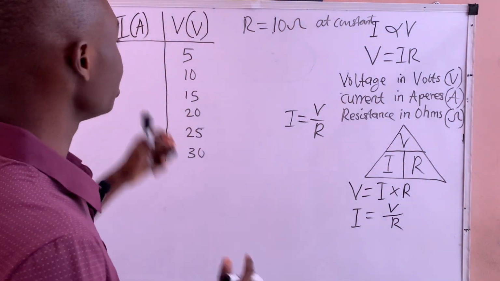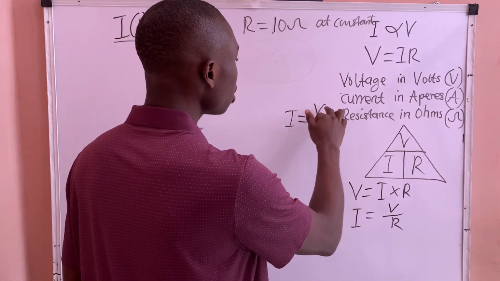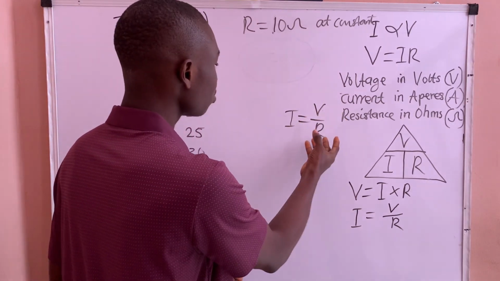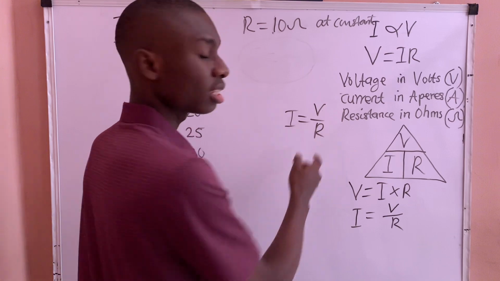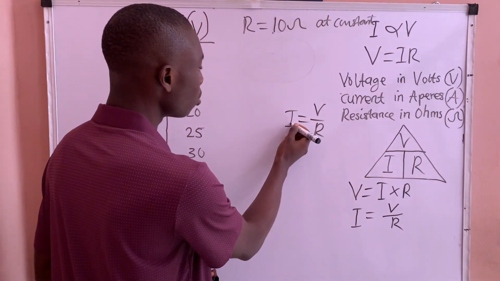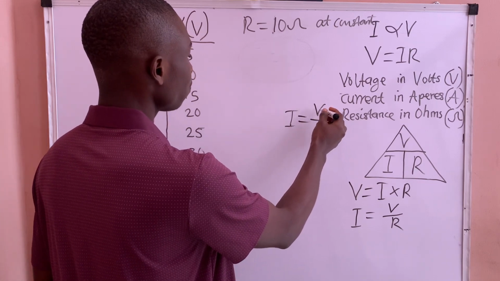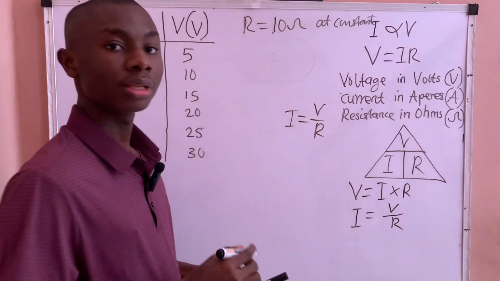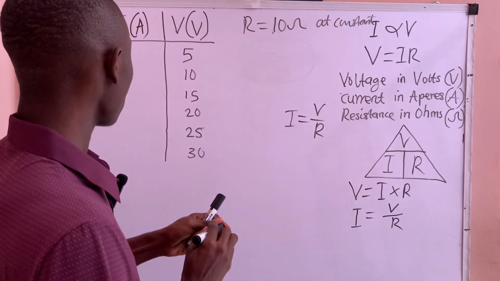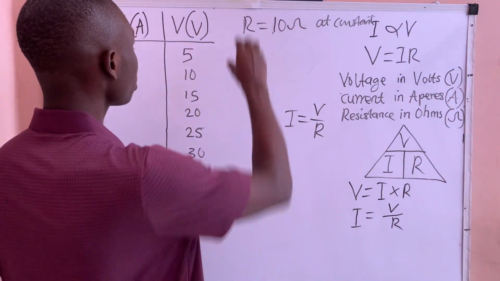How will current behave? Remember, I said if I double the value of voltage, inasmuch as resistance is kept constant, then what will happen to current? Current as well will be doubled. If I should triple voltage, current as well will be tripled. So that is what I want to explain here using what? Calculations. Okay.